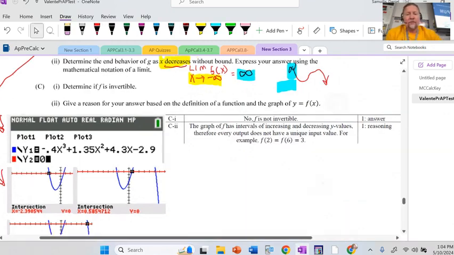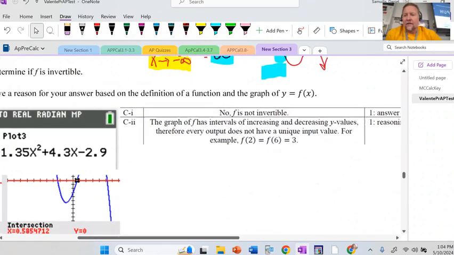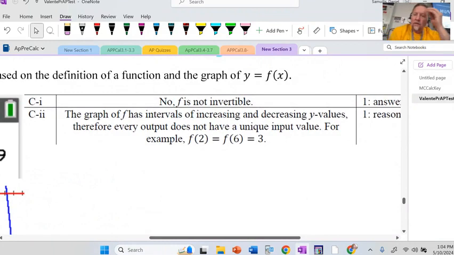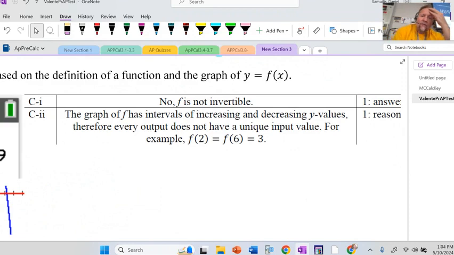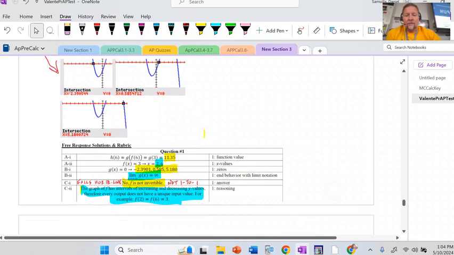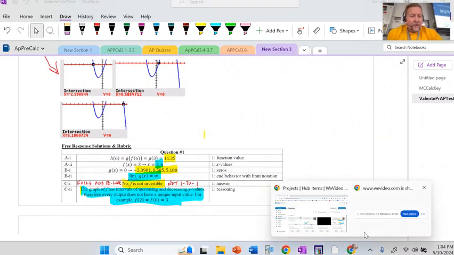So look at their beautiful description about why that is your reason for your answer based on the definition of a function. The graph of f has intervals of increasing and decreasing y values. Therefore, every output does not have a unique input value. So both f of 2 and f of 6 equal 3. So that means if you inverted it, it'd be (3, 2) and (3, 6), and that's not allowed in a function. Okay, I think that's it for that one, and I'm going to do one video per question.